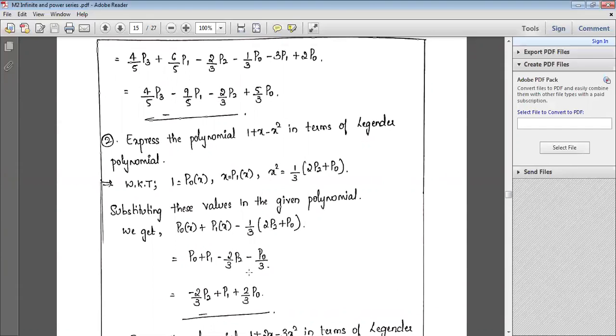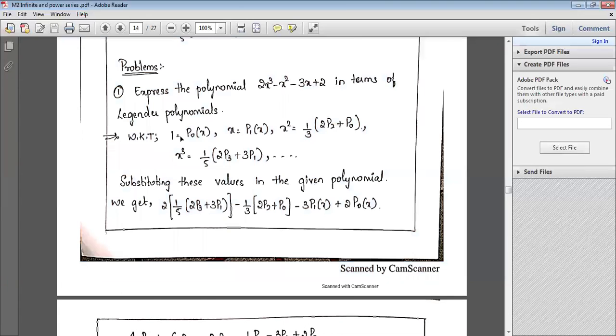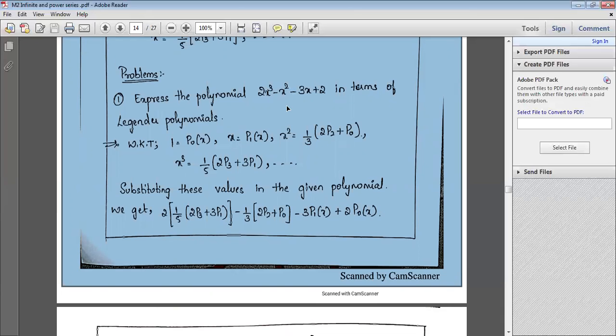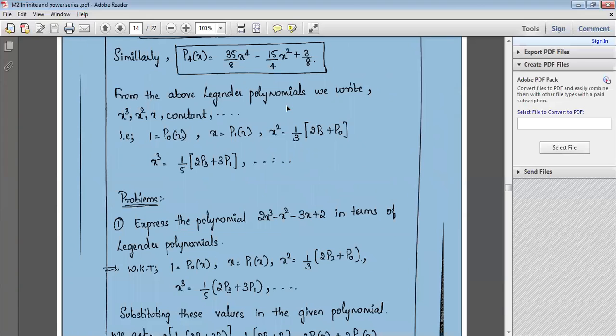Main important thing is you have to remember these formulas. See, what are these formulas? These are the formulas we have. P naught of x, P1 of x, and so on, x cube in terms of P naught and so on. Remember these formulas, take any problem and directly substitute in these, you get the answer. See, very simple. Only these formulas you should remember.